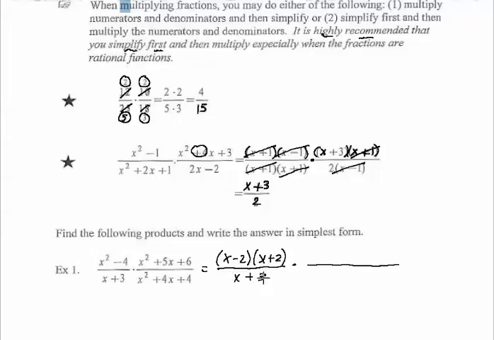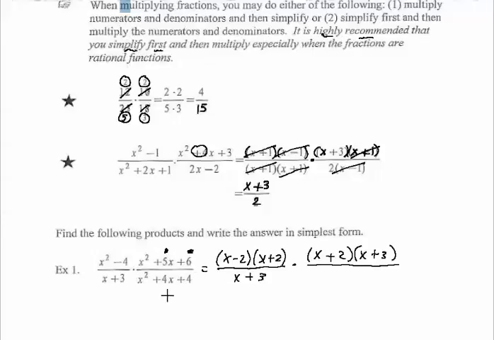x plus 3, that can't be factored. For the other fraction, we write x plus 2, x plus 3. A 2 times the 3 gives us the 6, and then a 2 plus 3 gives us the 5.